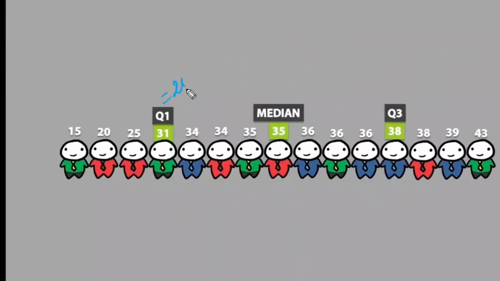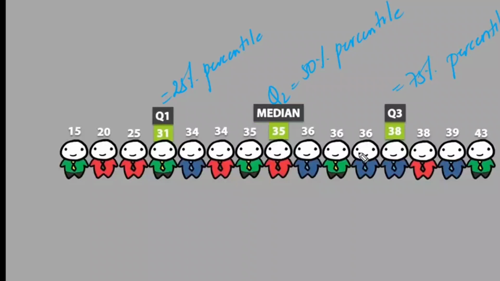So Q1 is also called 25 percentile. Q2 is also called 50 percentile. Q3 is called 75 percentile. Percentile means percentage of data points. 75 percentile means 75% of the data points are below him. 50 percentile means 50% of the data points are below him. 25 percentile means 25% of the data is below him. Him means here the value, below this value. Is that clear? And these are represented by Q1, Q2 and Q3.